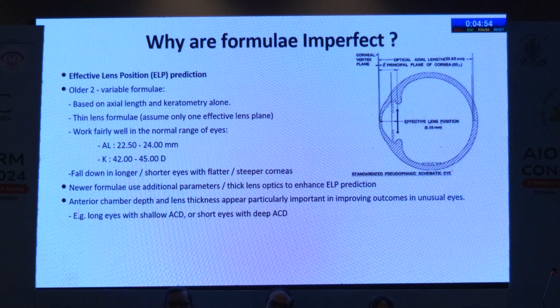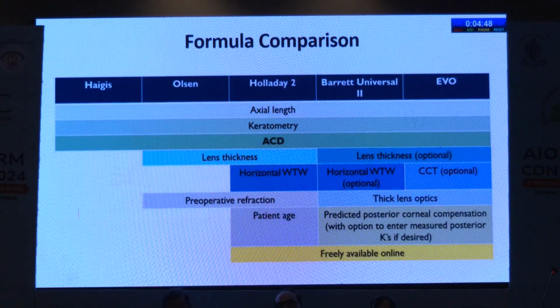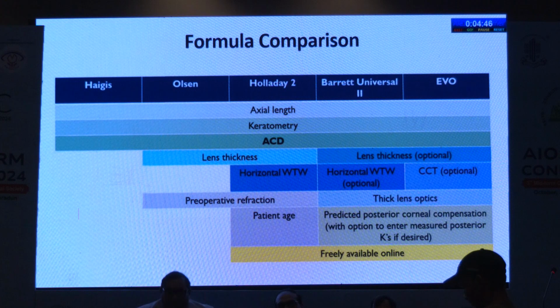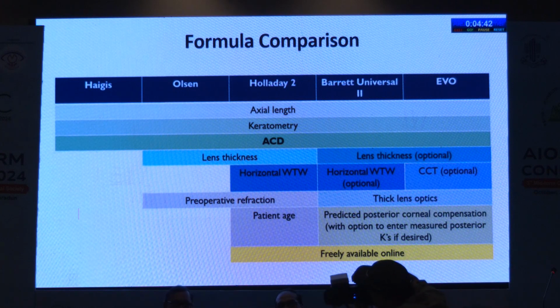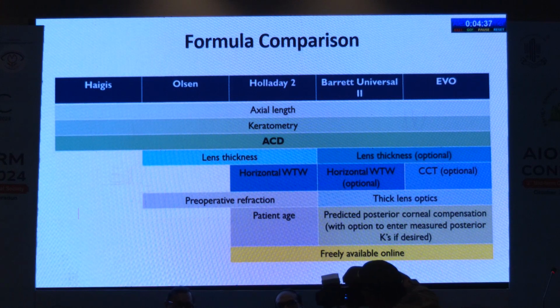But whenever the measurement falls beyond the normal range, the formulas don't tend to do better. So we need to increase the number of parameters fed in to increase the accuracy of the effective lens position. One of the most important parameters is the anterior chamber depth, which most of the newer formulas are now using, and there are other optional parameters which are also available, increasing the accuracy of the newer formulas.